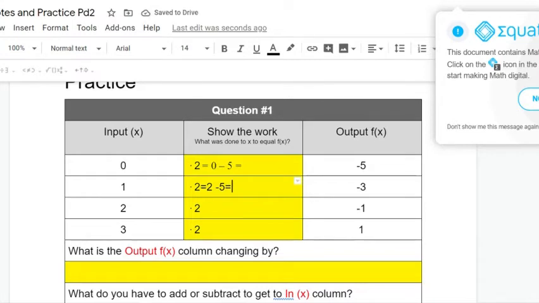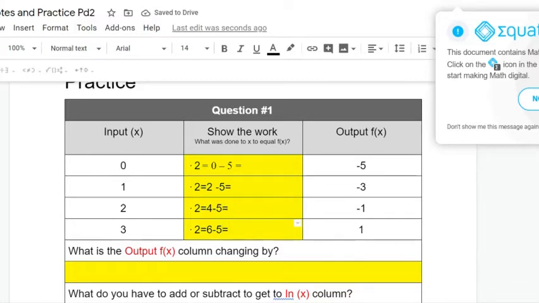So that means we're on a really good target. Then we have 2 times 2, which equals 4. We subtract 5, and that equals -1. Now let's make sure our last one works. So we have 3 times 2, and that equals 6. And then we subtract 5, and what do you know? It equals 1. So that means we found the rule.